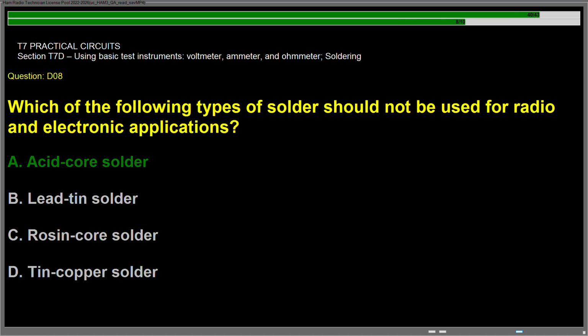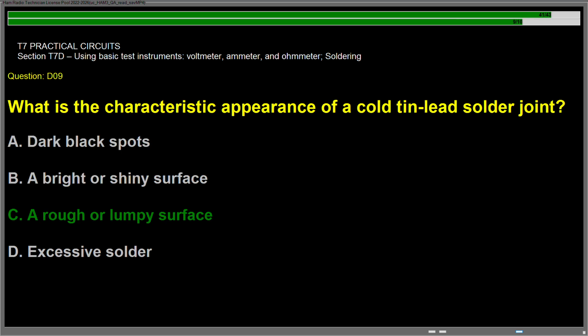Question Delta 08, which of the following types of solder should not be used for radio and electronic applications? Answer is A, acid core solder. Question Delta 09, what is the characteristic appearance of a cold tin lead solder joint? Answer is C, a rough or lumpy surface.